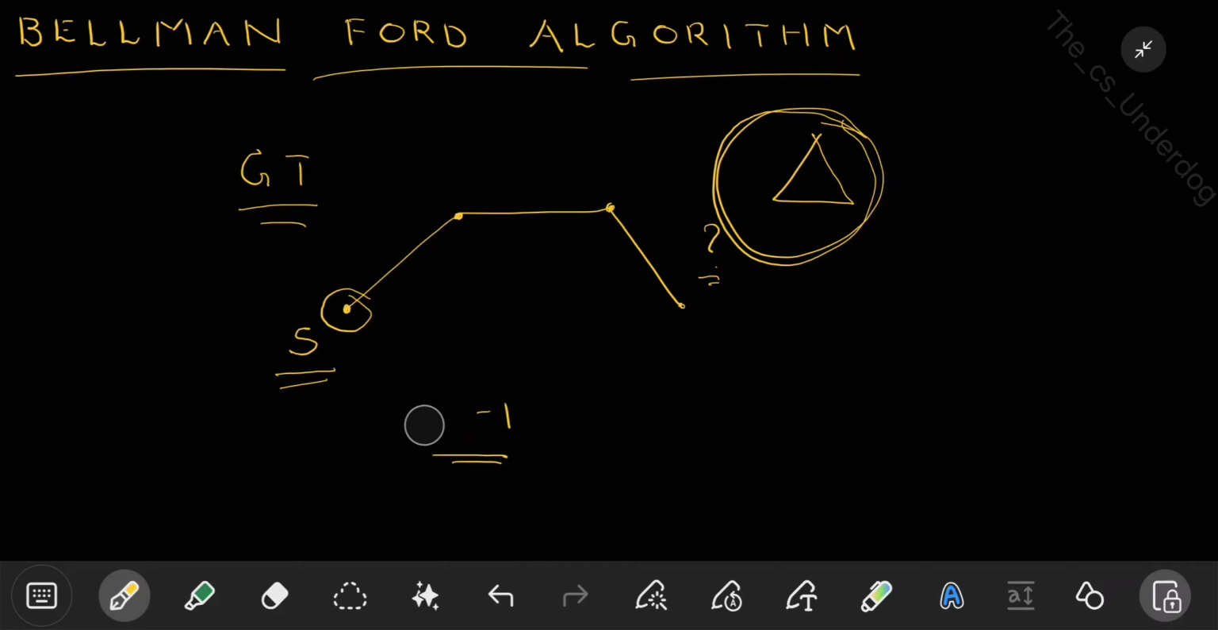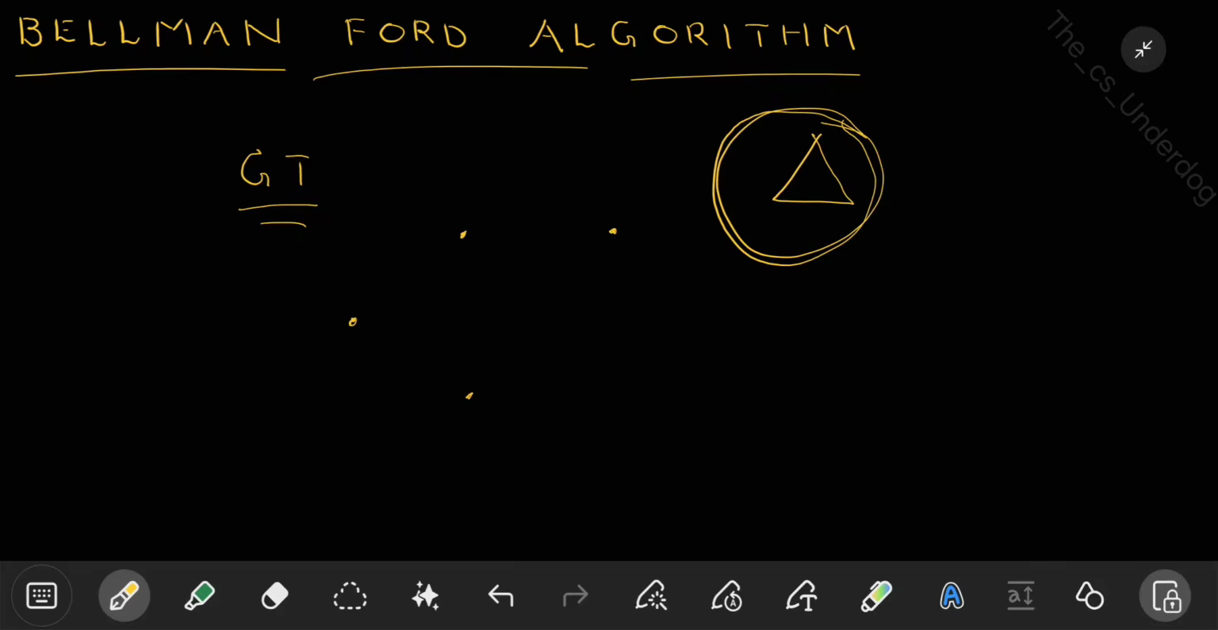The logic is like this. What are you going to find? You are going to find the shortest path. If you are having v vertices, let us say this is your graph, you are having these 5 vertices, the maximum number of edges that can be present in a shortest path from any vertex to any other vertex is v minus 1.